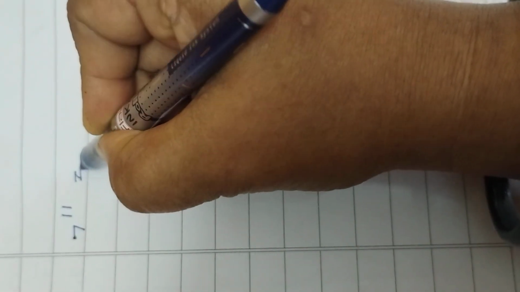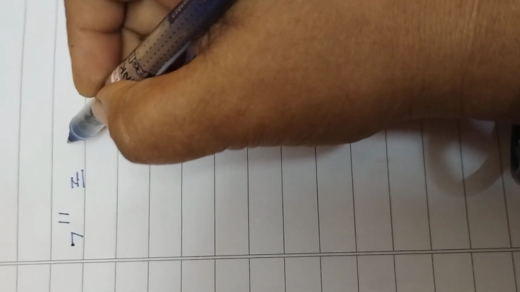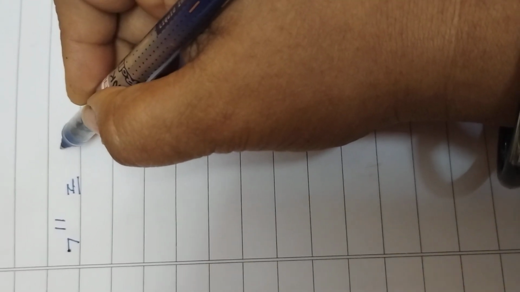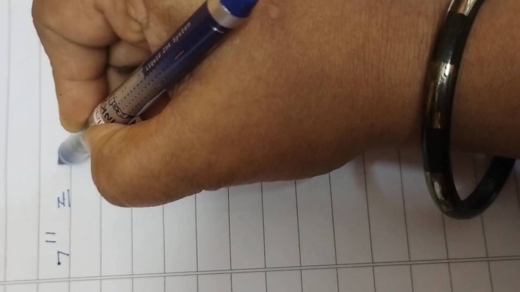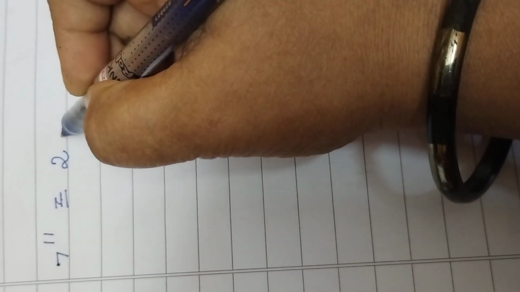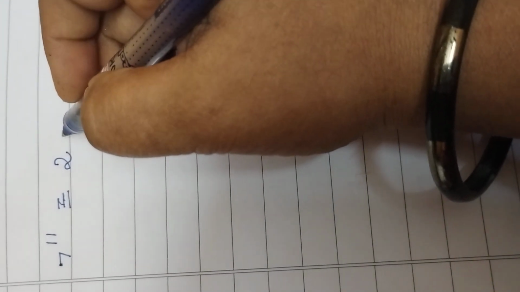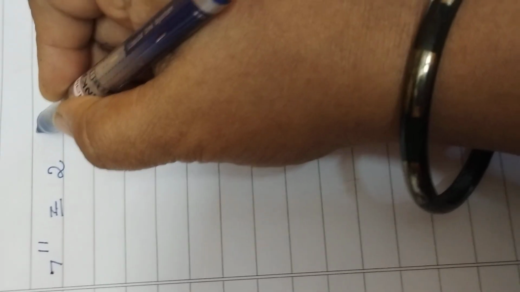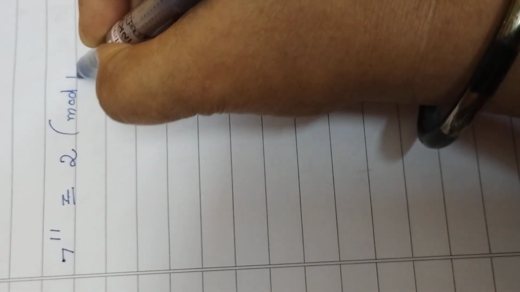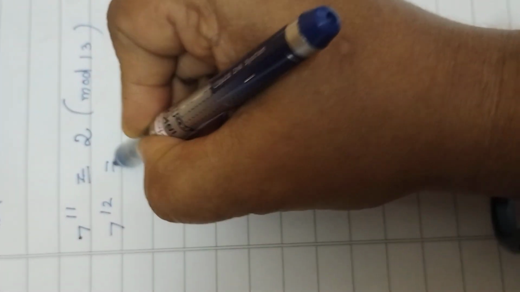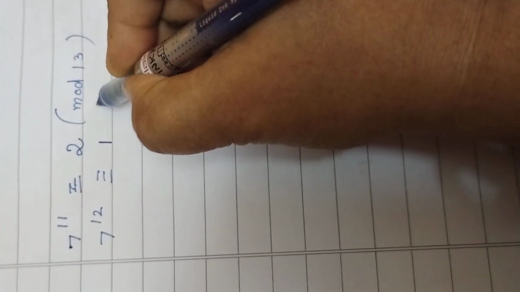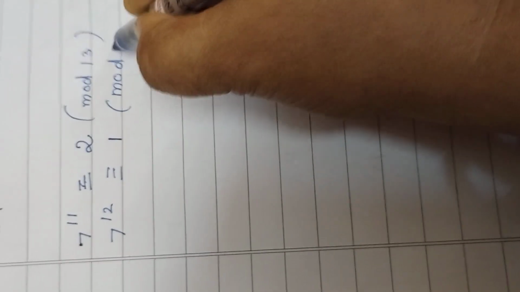7 power 11 is congruent to 28. Okay. So 7 fours are 28. So 28 modulo 13 will be nothing but 2. 13 twos are 26. 28 minus 26 is 2. So 2 modulo 13. Then comes 7 power 12, which is going to be 1 modulo 13.